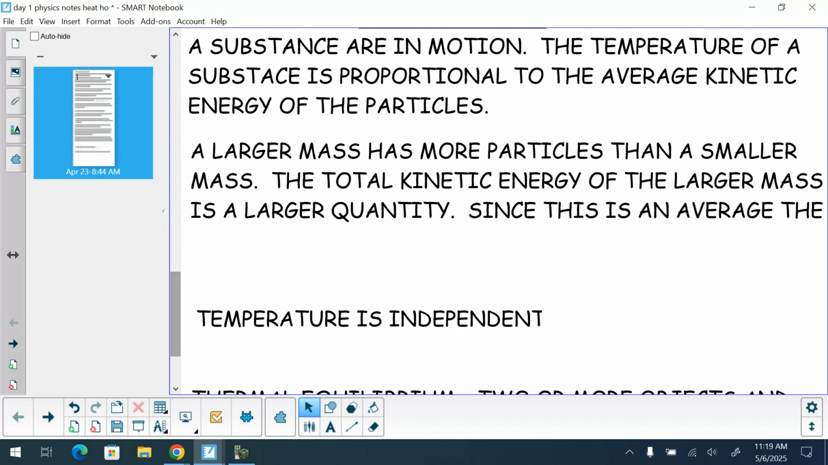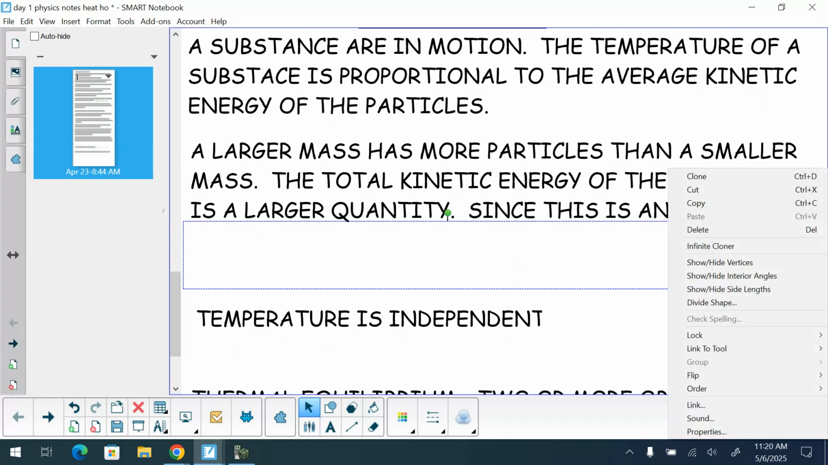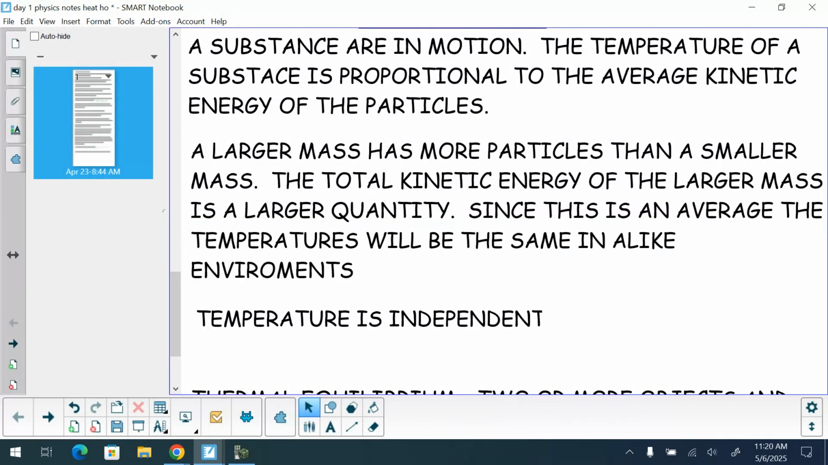The larger the mass, the more particles, than the smaller mass, so the total kinetic energy of a larger mass is larger. Since this is an average though, we divide by the total number of particles. The average temperature will be the same in like environments. Just because you have more particles, yes, you'll have more kinetic energy. But when you take the average of that kinetic energy, you divide by your total number of particles, you're going to come down to exactly the same as a smaller object.